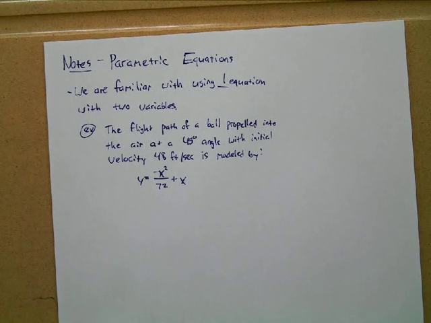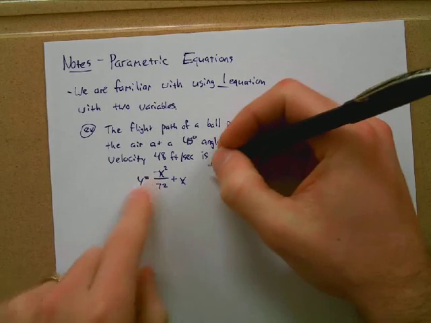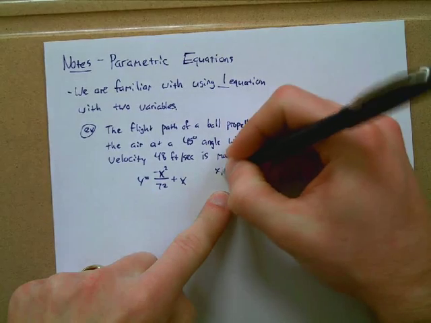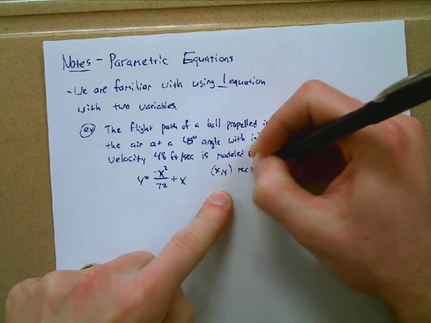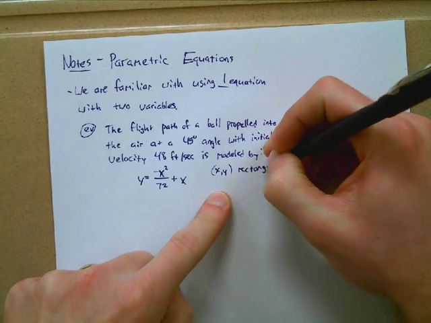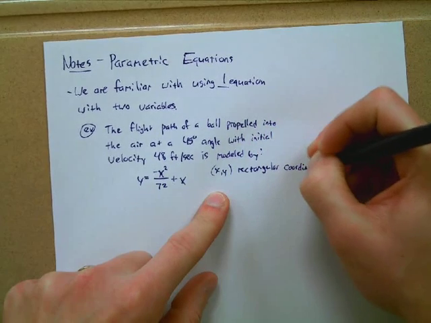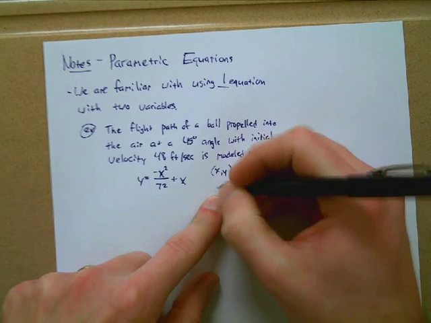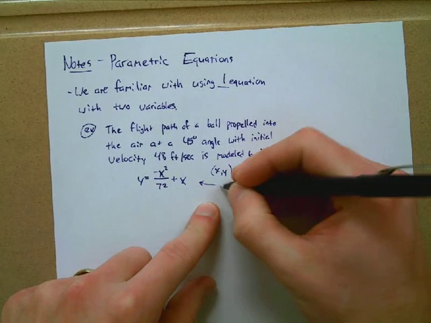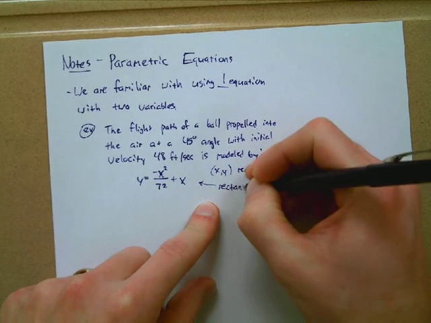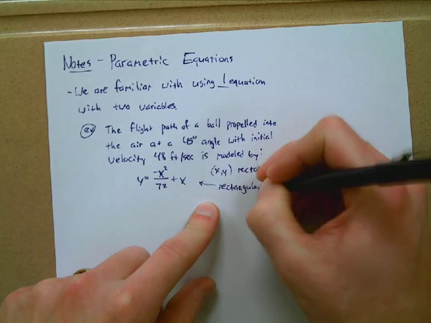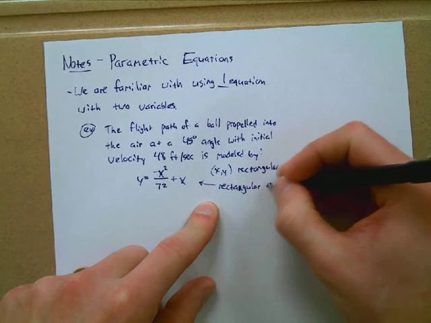So these are x and y. Those are rectangular coordinates. Okay, and so this is a rectangular equation, because it's defined using those x and y coordinates.